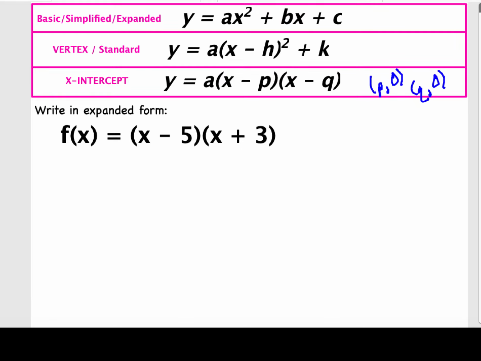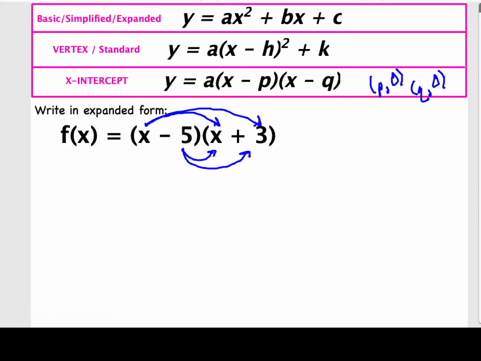What we really want, though, right now is the expanded form. How do we make this into expanded form? The easy part about that is all we really need to do is distribute, or if you're familiar with the word FOIL, basically I need to take x times both parts of the other quantity here, and then I take −5 times both parts.